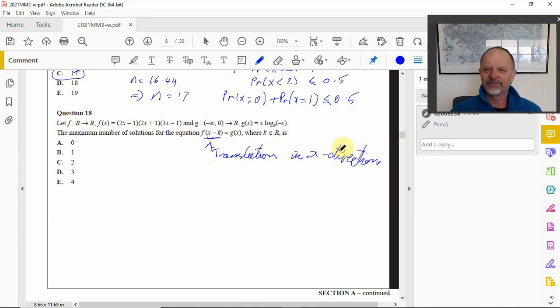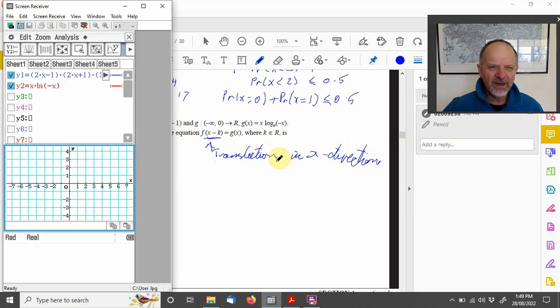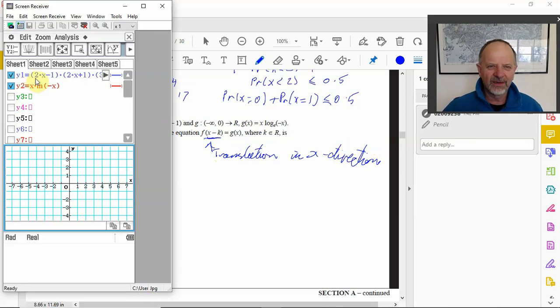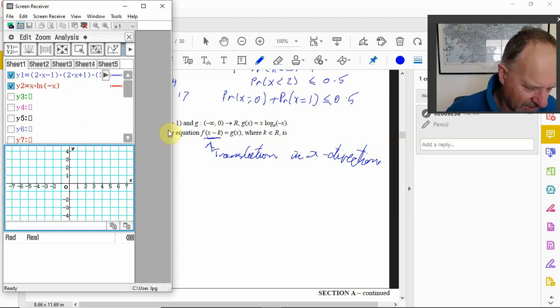So in other words, left or right. So what we can do with this particular one is we can use our calculator and we can graph, and we can just have a look and see. So if we bring up our calculator, and I prepared this one earlier, so there's f in the blue and there's g in the red. So then I'm going to graph them.